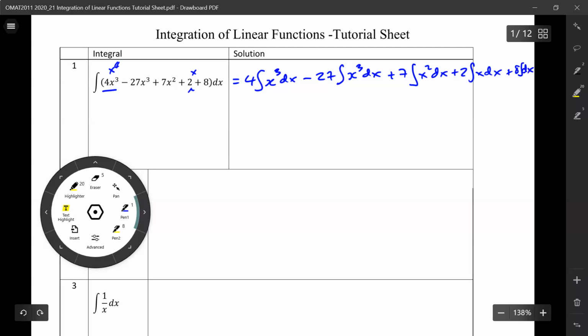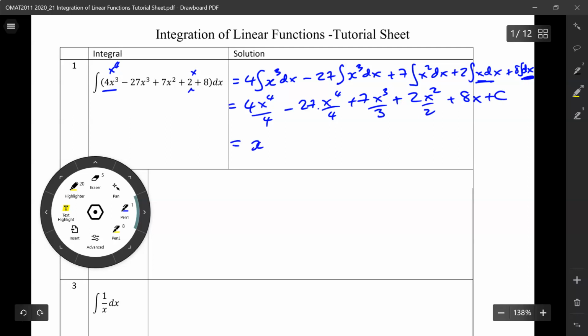So I separate them all into separate integrals, and that gives me 4 times the integral of x cubed, which is x to the 4 over 4, minus 27 times x to the 4 over 4, plus 7 times x cubed over 3, plus 2 times this one, the integral of x is x squared over 2, plus 8 times the integral of dx is x, plus the constant of integration, and then I tidy it up here.